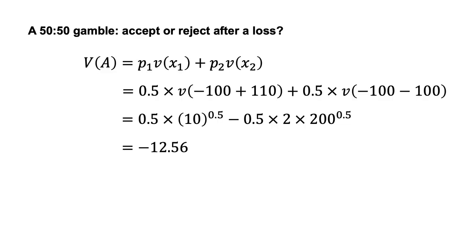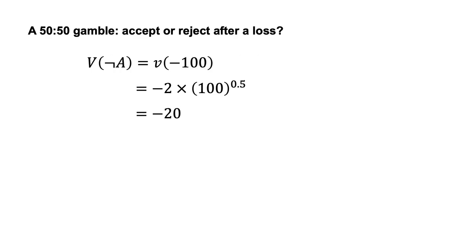The weighted value of gamble A is now V of A equals P1 times V of X1 plus P2 times V of X2, which equals 0.5 times V of 110 minus 100 plus 0.5 times V of negative 100 minus 100, which equals 0.5 times 10 to the power of 1/2 minus 0.5 times 2 times 200 to the power of 1/2, which equals negative 12.56.